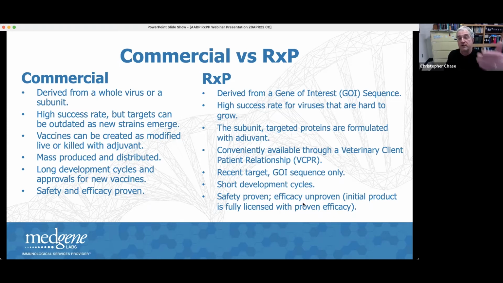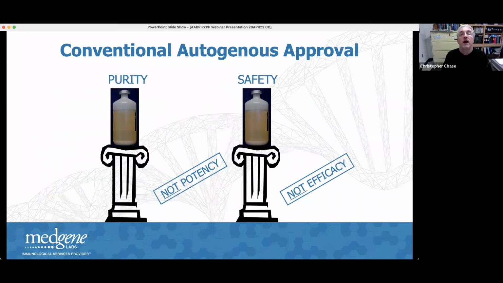Remember, we're putting a new gene in, where the initial product had to be fully licensed with proven efficacy for the platform. With this, the safety is going to be proven, but efficacy is going to be dependent on how it performs after we use it on the premises. All right, so now let's compare that to our conventional autogenous vaccines, where there's two of those four pillars that they have to satisfy, and that's purity and safety, not potency and certainly not efficacy.